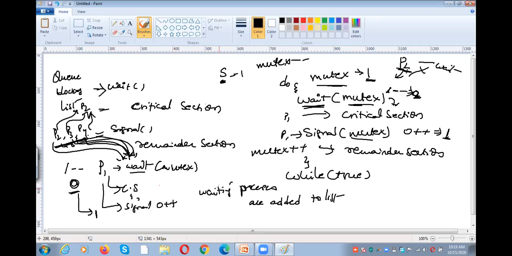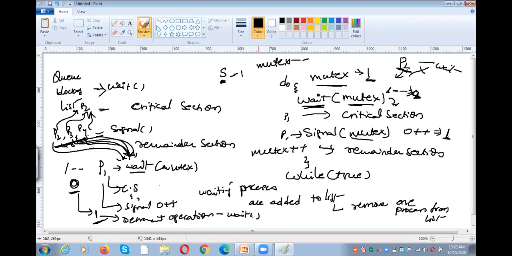Okay. So at that time, what do you need to do? We need to remove one process from the list. Why? Because now the value of the semaphore is 1, so the process can make it 0. The process can perform the decrement operation, that means the wait operation. So one process is removed from the list. Did you get my point?